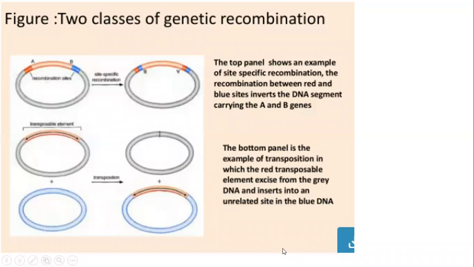Okay. So then again, there are two classes of genetic recombination. This was in circular DNA, okay? So as we said, recombination sites are there. So you're going to have the recombination. If you have a transposable element here, what will happen? This can jump from here to here. Okay, it will jump from here and land here. So now we have seen both the classes of genetic recombination.